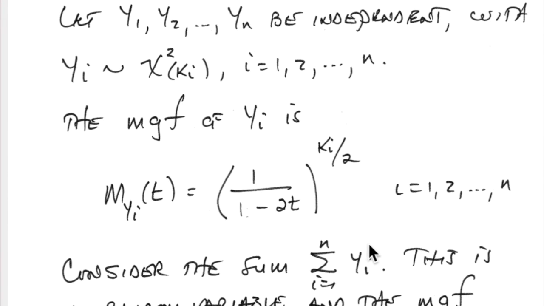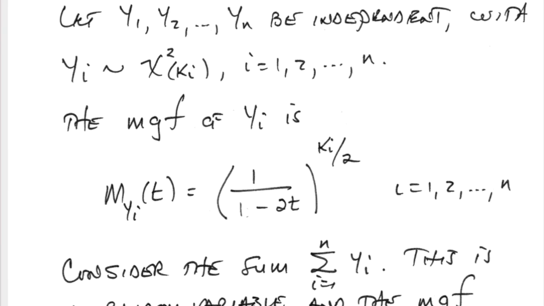Now, let's consider the sum of these random variables. So we're going to be adding up these independent chi-square random variables. And so the question is, what kind of distribution does this new random variable have? Because the y's are random variables, the sum is a random variable as well. And so we want to know what kind of distribution the sum of independent chi-square random variables has.